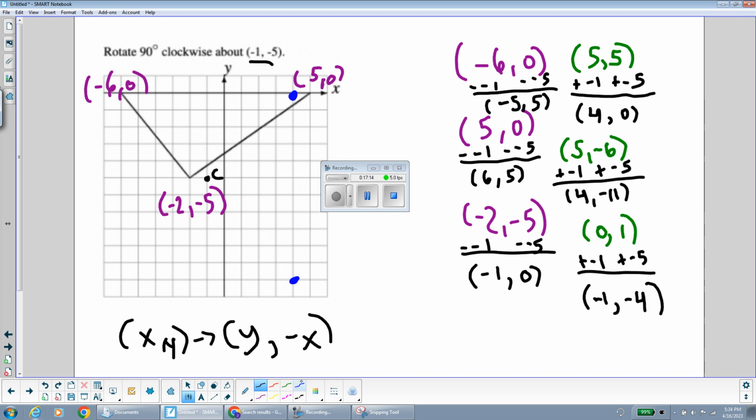We plot that, -1, 1, 2, 3, 4. And there we go. That would have been really hard to picture if we didn't use the rules of rotations, especially because we were rotating around a point that was not the origin.